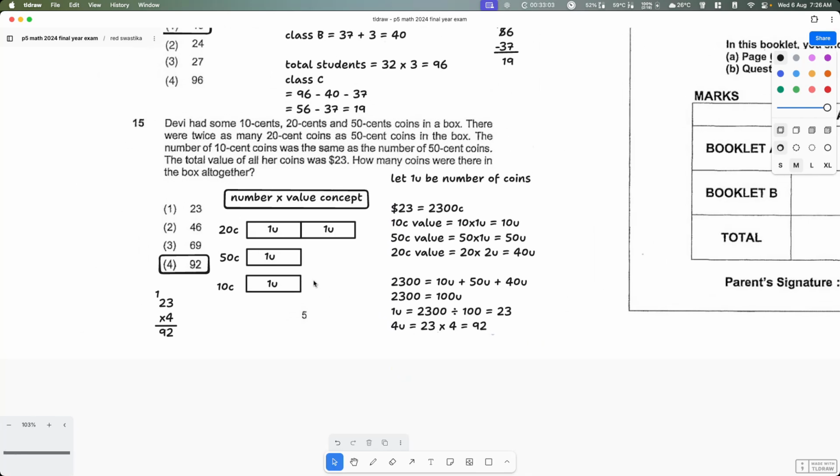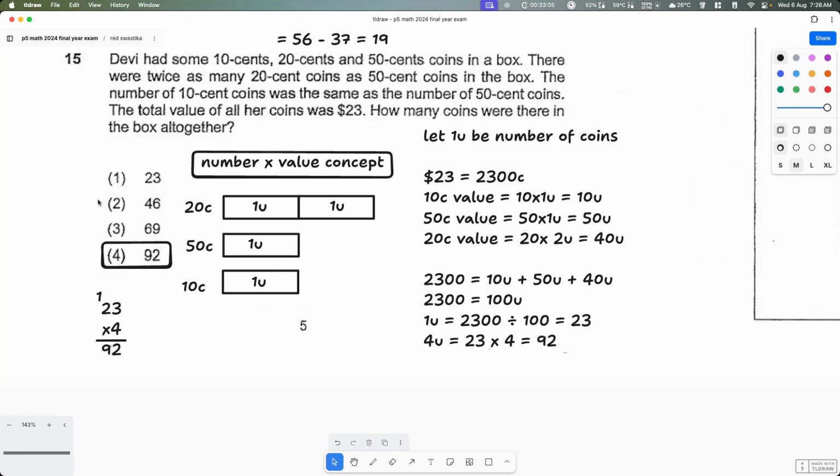It's a bit of a tricky question, but if you know how to do this, then you're right. Okay, so that's about it.